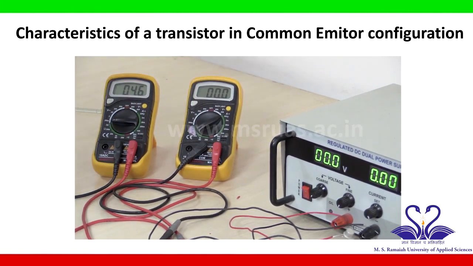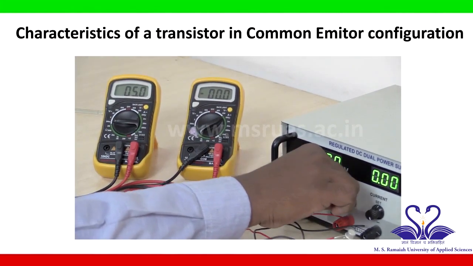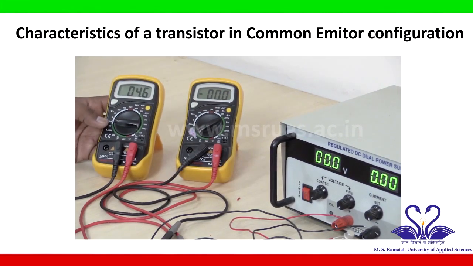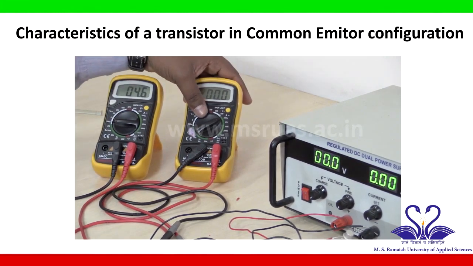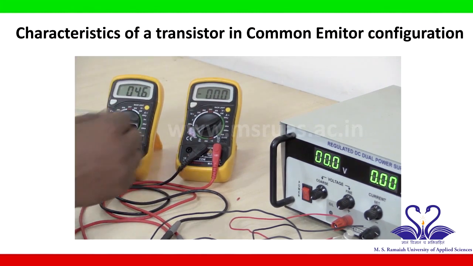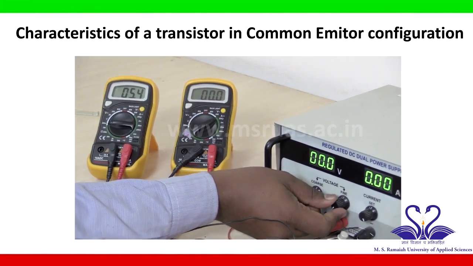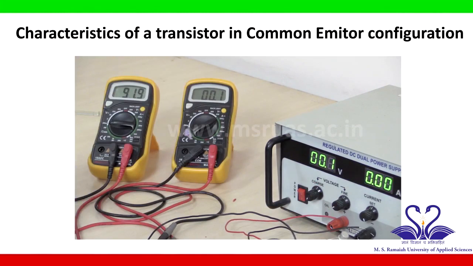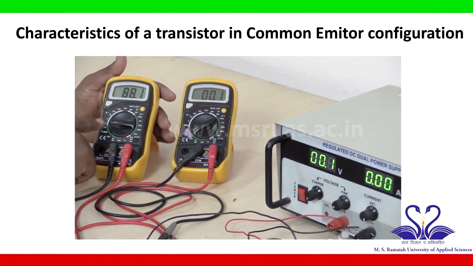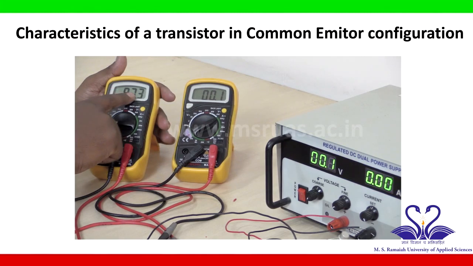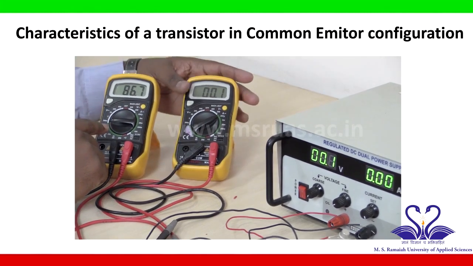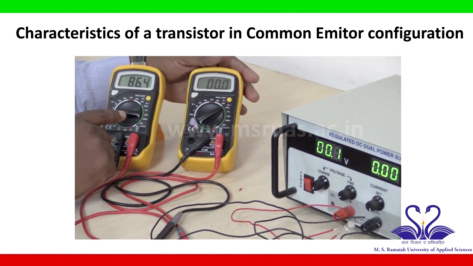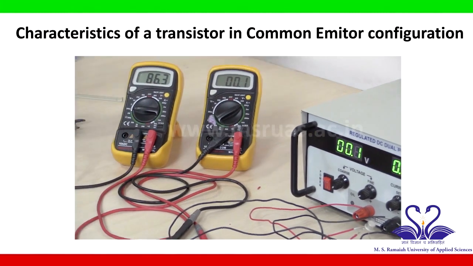So for example, if I take VBB equal to 0 volt, now I am getting a VBE of 4.6 millivolt and 0 microamps, which we tabulate in the given tabular column. Now I will make VBB as 0.1 volt, and for that I am getting a VBE of 87.1 millivolt and IB as 0.1 microamps, which we will tabulate in the tabular column.